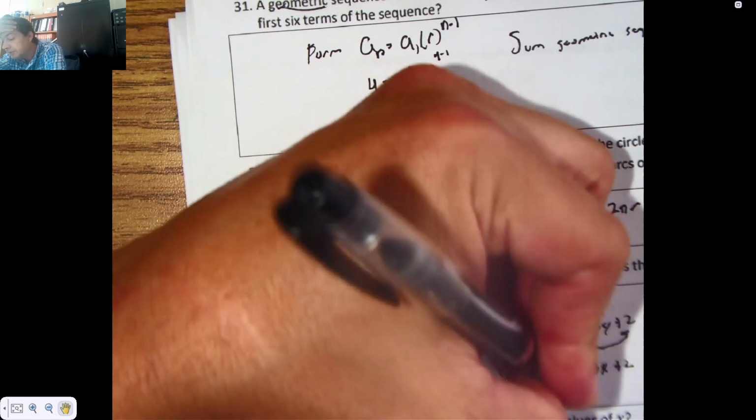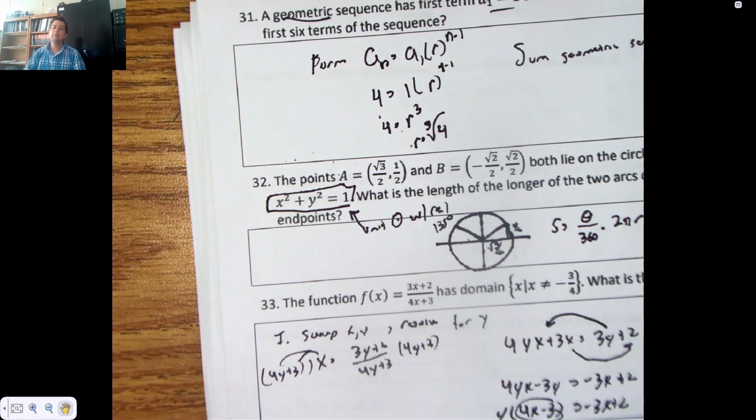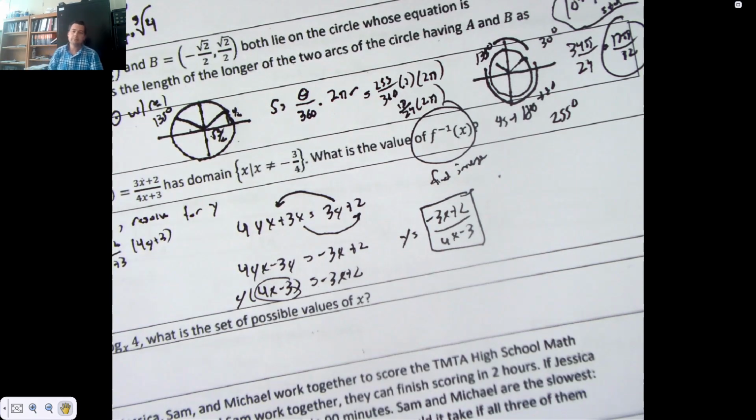And I'm going to move everything with a y to the left and everything else to the right. We've done this before. 4yx minus 3y equals negative 3x plus 2. I'll pull the y out: y times 4x minus 3 equals negative 3x plus 2. And I'm going to divide all that out. So y is negative 3x plus 2 over 4x minus 3, and that's my inverse. Swap x and y. Sorry you couldn't see all my work.